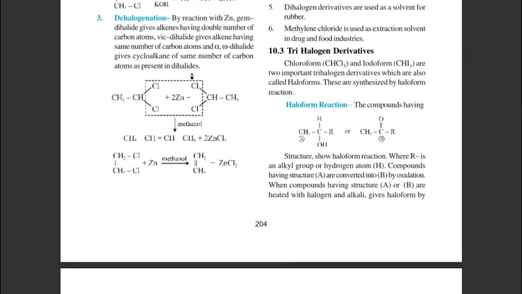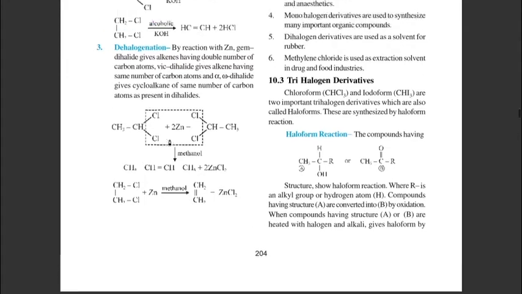Third reaction is dehalogenation. Dehalogenation means removal of halogen. By reaction with zinc, gem dihalides give alkenes having a double bond between carbon atoms. Look at this reaction. 1,1-dichloroethane, two molecules, are treated with zinc in presence of methanol. Then zinc chloride gets removed. Hence a double bond appears between these two carbon atoms and an alkene is produced.